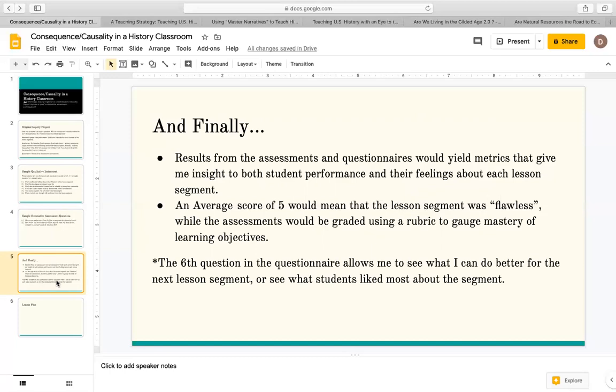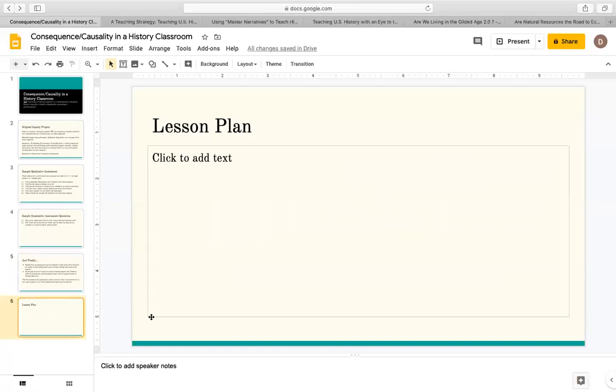And so the sixth question, as I said, allows me to see what I can do better for the next lesson or see what students like most about the segment. Remember, a strength or a weakness. So I've gotten through that, and the next thing we have to look at is the lesson plan.